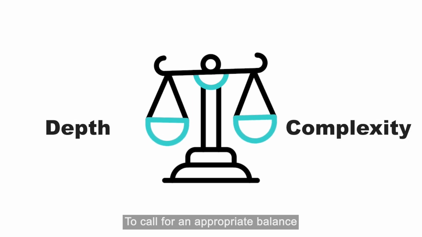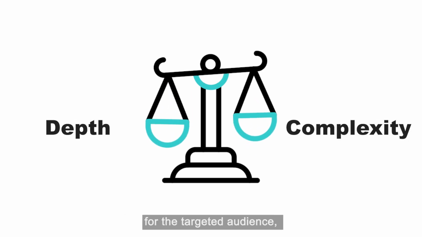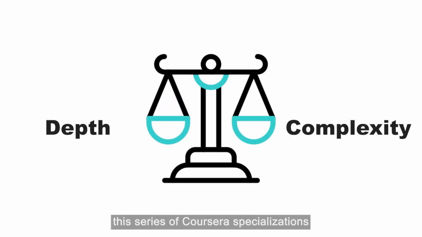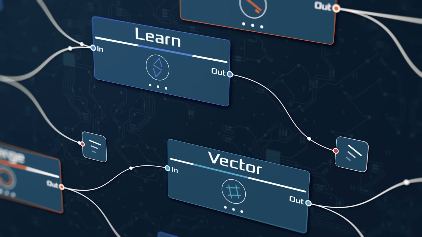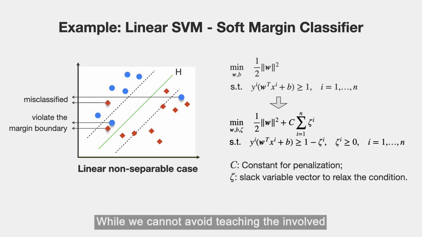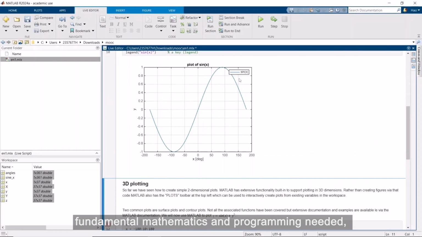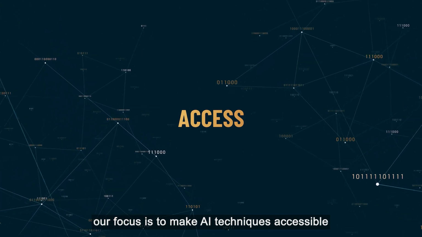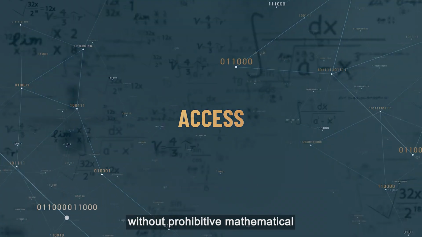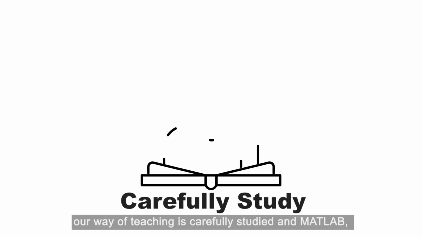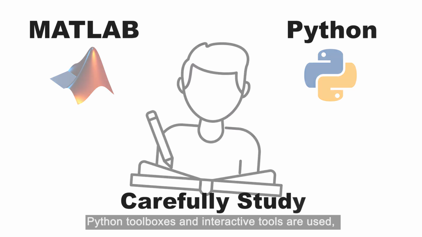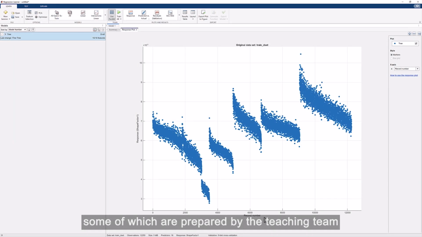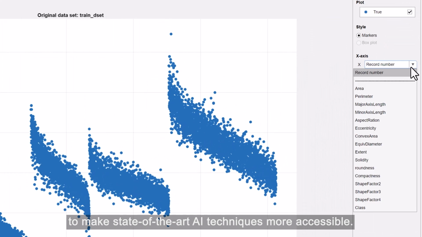To call for an appropriate balance between the depth and the complexity for the targeted audience, the series of Coursera specializations emphasizes AI concepts and working principles. Where we cannot avoid teaching the involved fundamental mathematics and programming needed, our focus is to make AI techniques accessible without prohibitive mathematical and programming complexity. Therefore, our way of teaching is carefully studied. MATLAB, Python toolboxes, and interactive tools are used, some of which are prepared by the teaching team to make state-of-the-art AI techniques more accessible.